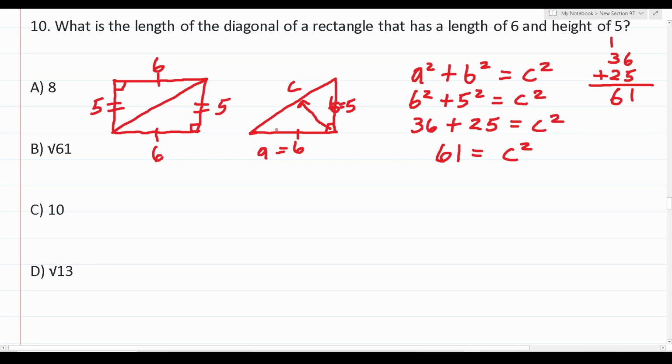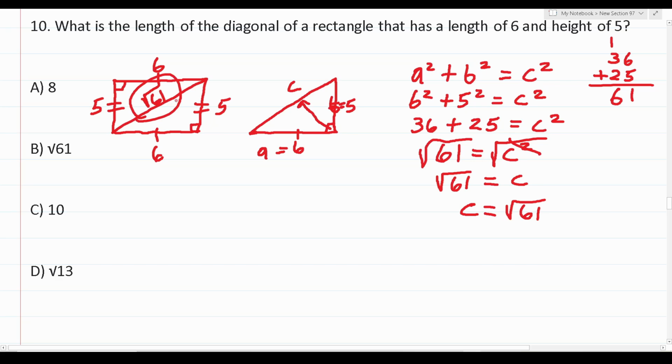Again, we just want c, so we're going to have to take the square root of both sides now. This crosses out here, leaving you with just c, and we can see that c is equal to the square root of 61. In math, it's customary to write the variable for which you solved on the left, so this is c equals the square root of 61. All right, so we know our hypotenuse is the square root of 61, which means that the length of the diagonal of our rectangle is also the square root of 61, which we can see as b in this case. All right, so that's that one.